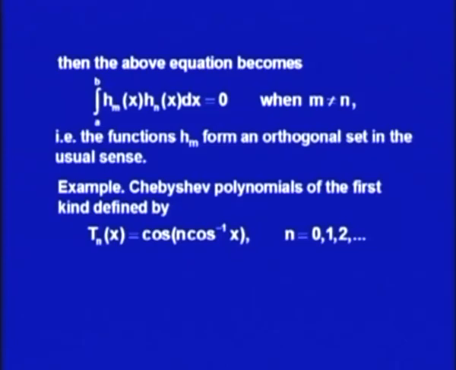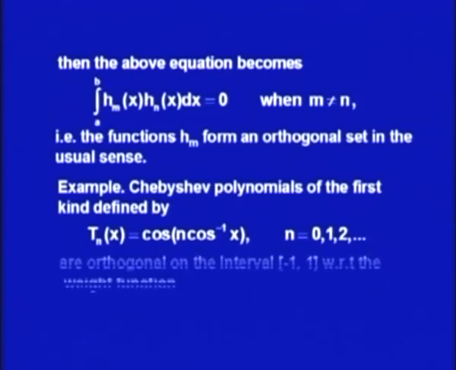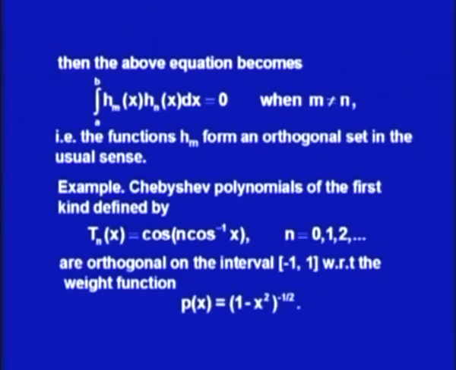So, in general T_n(x) is a polynomial in x of degree n, and we note that these functions T_n(x) are orthogonal on the interval minus 1 to 1 with respect to the weight function p(x) equal to (1 minus x square) raised to the power minus half. This one can easily show by taking cos inverse x equal to theta, and then we can show that the integral over minus 1 to 1 of p(x) T_m(x) T_n(x) dx is equal to 0 whenever m is not equal to n.